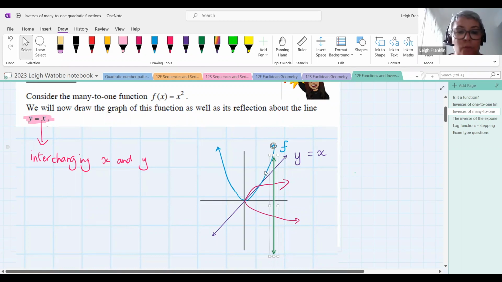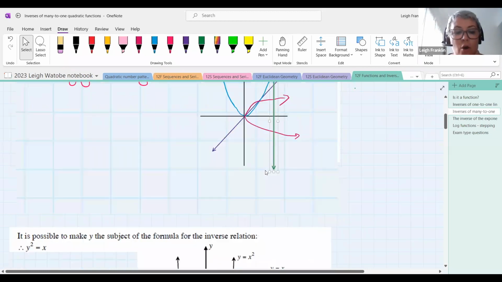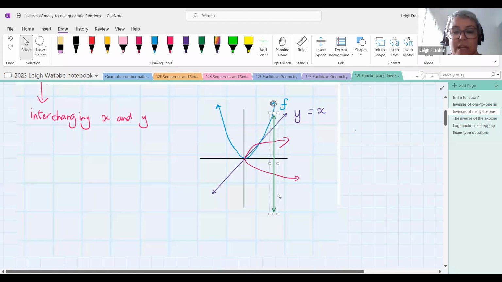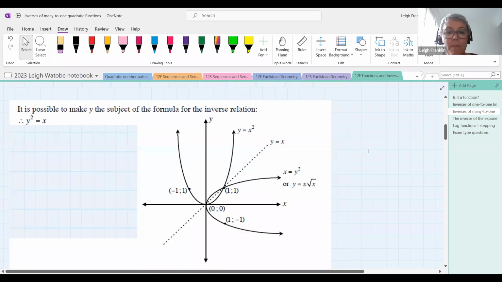So if we want to work with many-to-one quadratic functions, what we need to do is something called restricting the domain, if we want the inverse of the function to be a function. Before we get into restricting the domain, let's talk about what happens. There's a far better diagram of what I'm trying to show you.